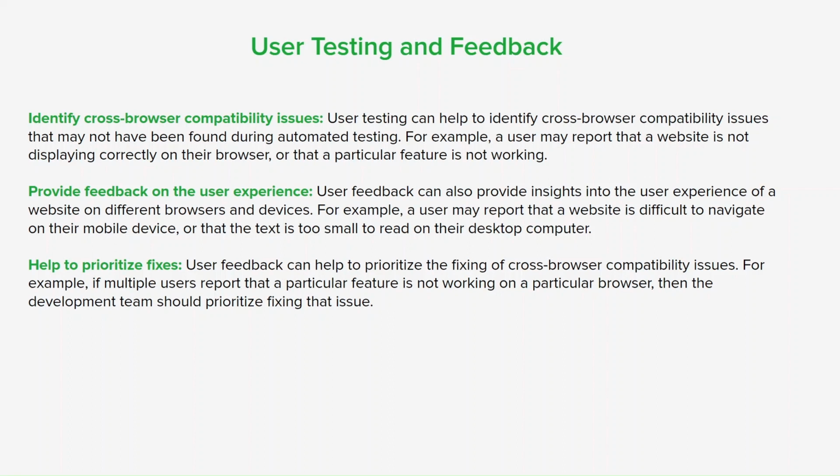When you are conducting user testing and feedback for cross-compatibility, you want to make sure that you recruit a diverse group of users who use a variety of browsers and devices. This will help ensure that you are able to identify cross-compatibility issues that may affect a wide range of users. Be sure to provide them with clear instructions on what to test and what to look for. You may also want to provide them with a list of specific tasks to complete. And after the user has completed testing, be sure to collect feedback from them on the experience. This feedback can be collected in a variety of ways, through surveys, interviews, or focus groups.